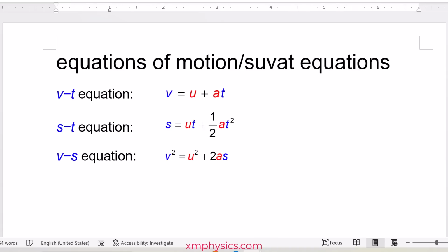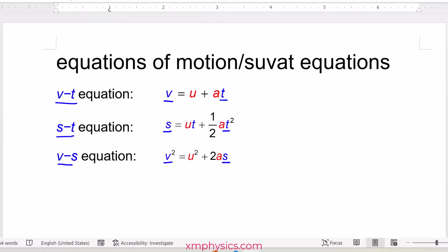In total, there are actually 3 SUVAT equations. First, I want you to notice that the initial velocity and the acceleration are fixed for a particular uniform acceleration motion. So the one that links velocity with time is called the VT equation, or at least I call it the VT equation. The one that links displacement with time together, I call it the ST equation. And the one that links final velocity with displacement, that's called the VS equation.